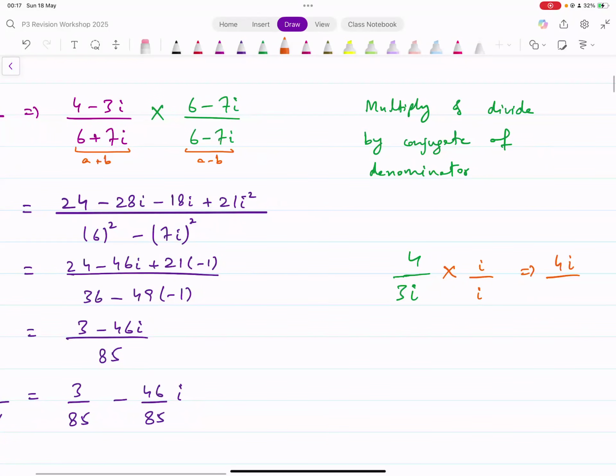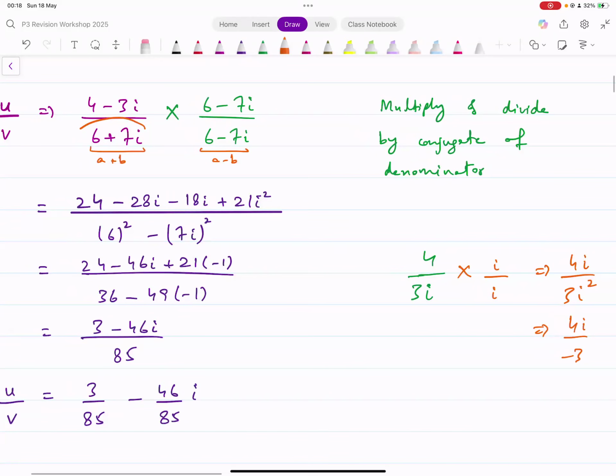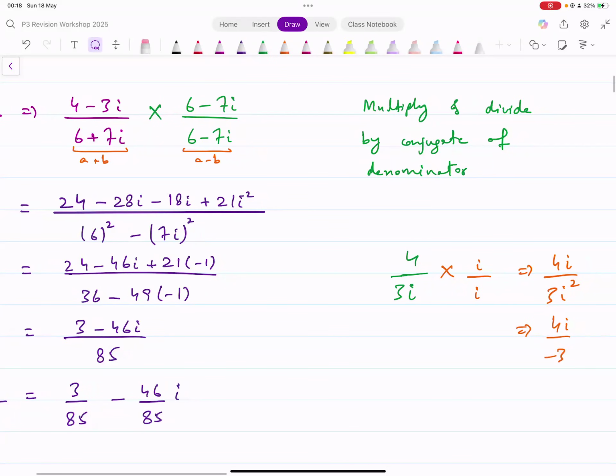That gives you 4 iota over 3 iota squared, and that gives you 4 iota over -3. So we've gotten rid of the iota from the denominator. However, when we have both real and imaginary parts, then we can't just multiply and divide by iota. Then we have to multiply and divide by the conjugate, and that will eliminate iota from the denominator.